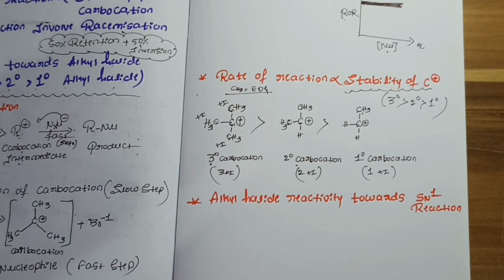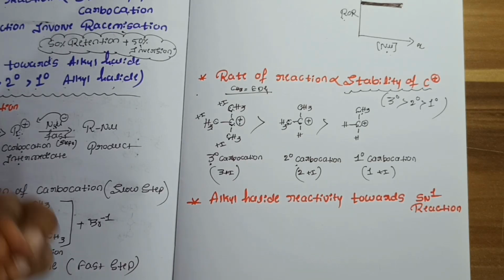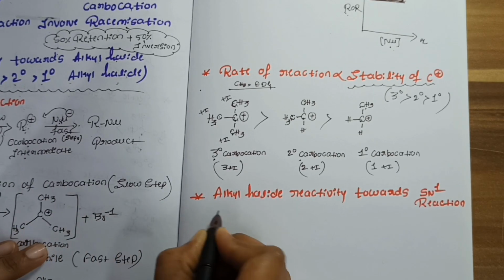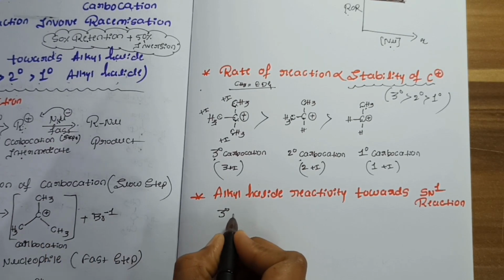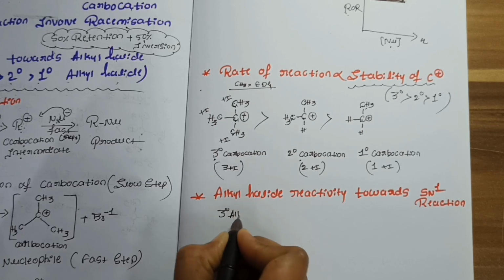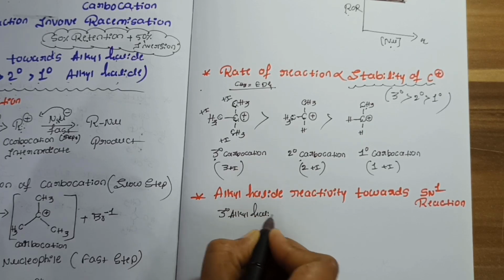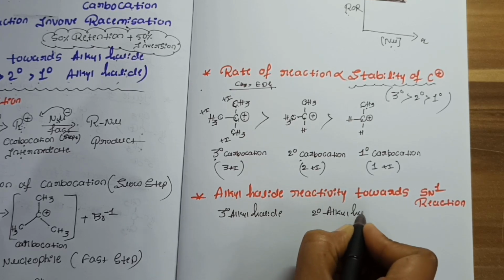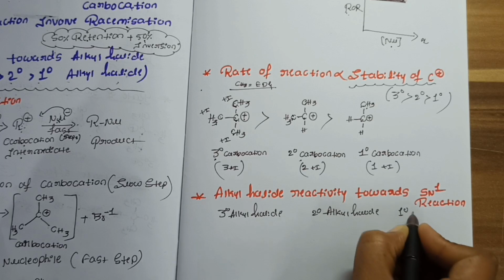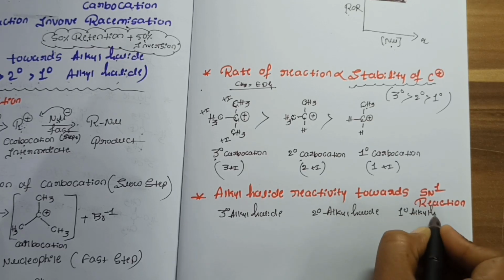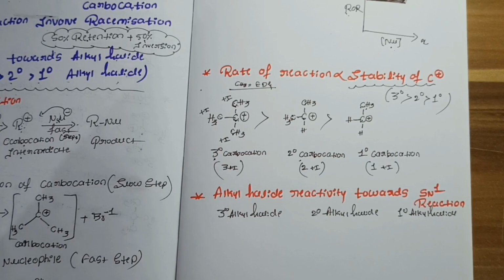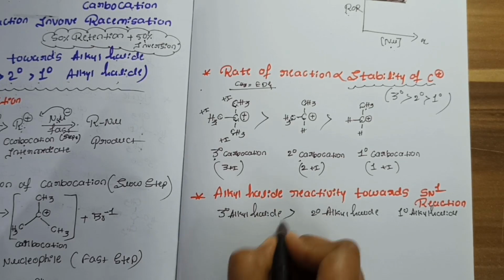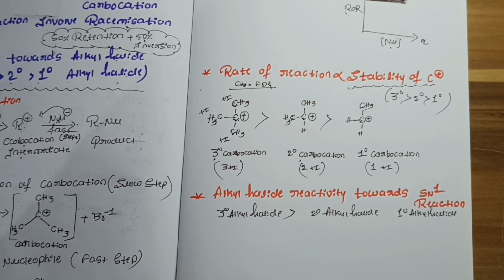alkyl halide reactivity towards the SN1 reaction. Now here there are 3 types of alkyl halide. First one is tertiary alkyl halide, secondary alkyl halide, primary alkyl halide. And which is more reactive towards the SN1 reaction? Tertiary is more reactive towards the SN1 reaction compared to secondary, compared to primary.